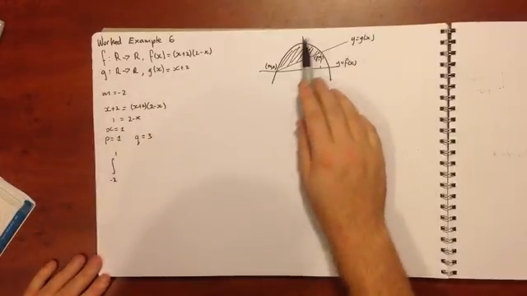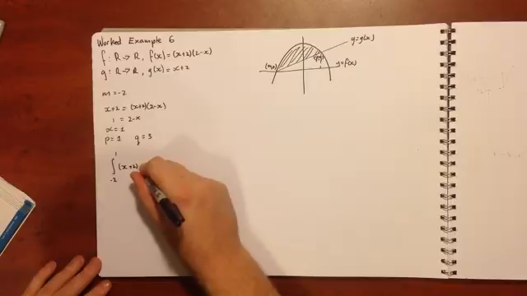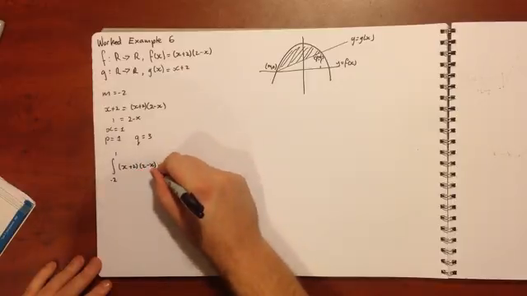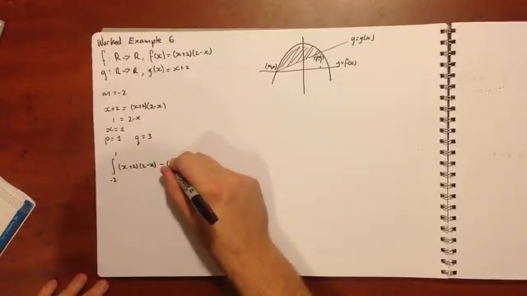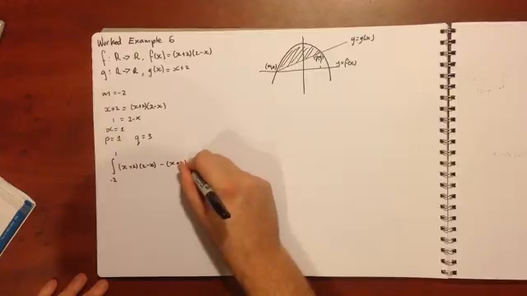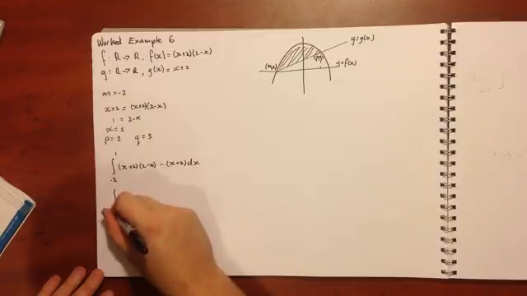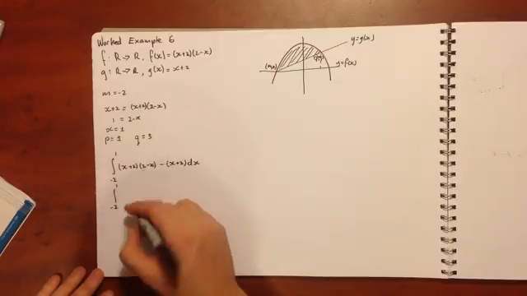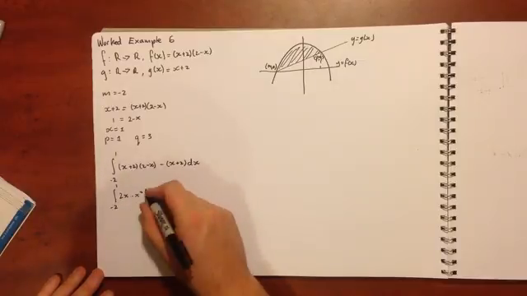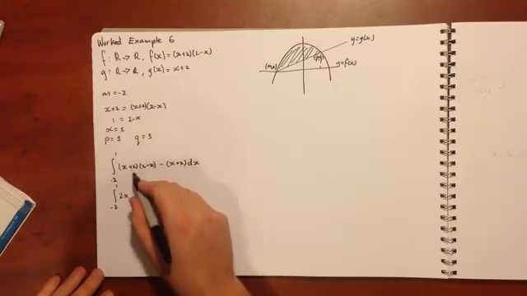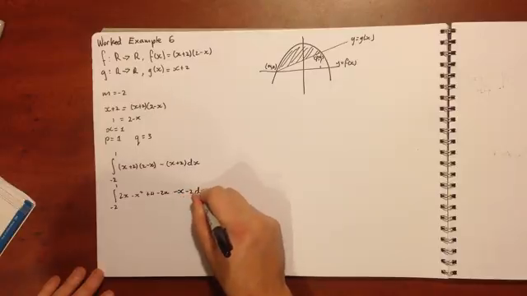Our function that's on top is f of x, and f of x is our x plus 2 minus x. And then we've got to minus our x plus 2 dx. So what we need to do is expand these brackets, and we integrate from minus 2 to 1. We're going to get 2x take x squared, plus 4 take 2x, minus x minus 2 dx.